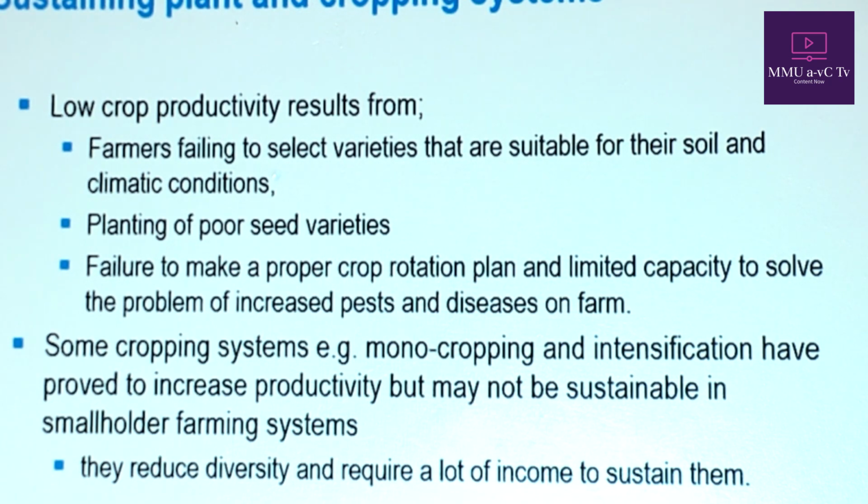and we note that low crop productivity results from farmers failing to select appropriate varieties, climate changing conditions, planting of poor seed varieties, failure to make proper crop rotations. Cropping systems such as monocropping and intensification could improve productivity but may not be sustainable on smallholder farming systems. They reduce diversity and require a lot of income to sustain them.